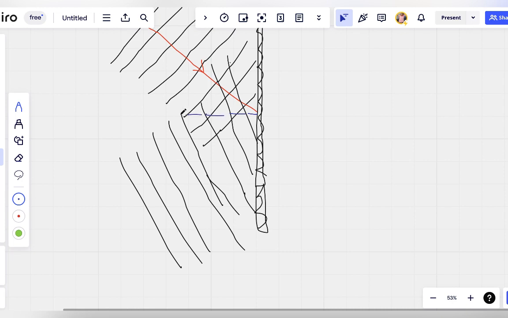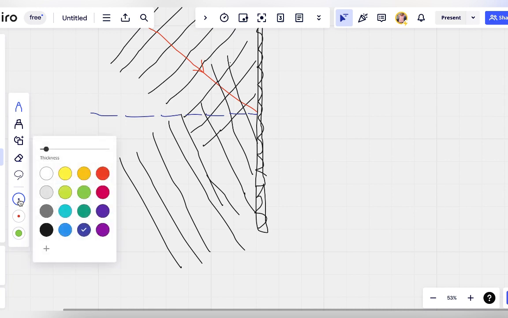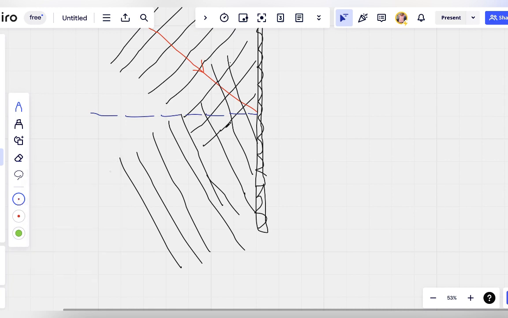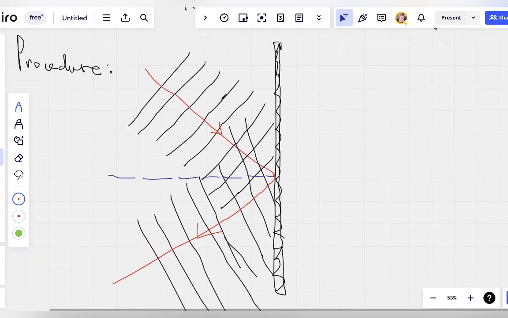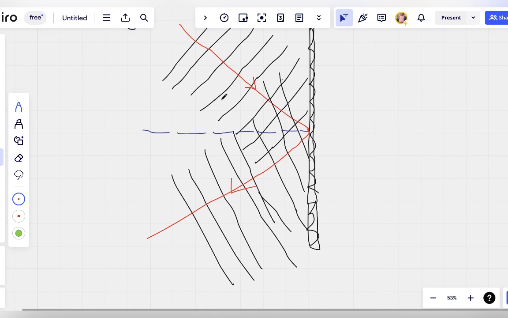With broken lines. So what happens when this one comes here? When the wave hits this boundary, this barrier, what happens? It's reflected like this. You must show with an arrow the direction, meaning it bounces off. So this is what you need to sketch for the procedure and diagram.